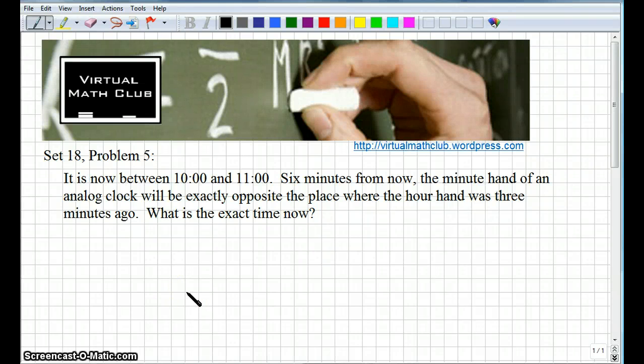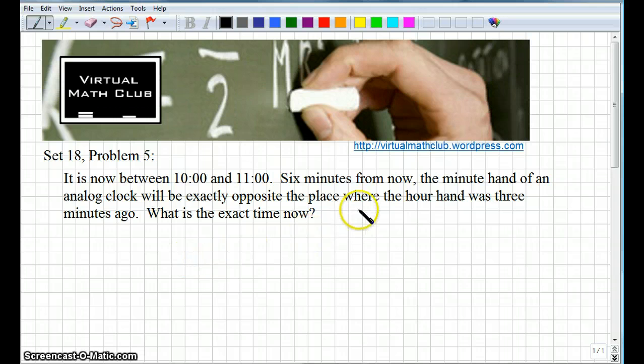Alright, problem number 5. It is now between 10 and 11 o'clock. 6 minutes from now, the minute hand of an analog clock will be exactly opposite the place where the hour hand was 3 minutes ago. What is the exact time now? Alright, this is a real doozy. This is a tough problem.